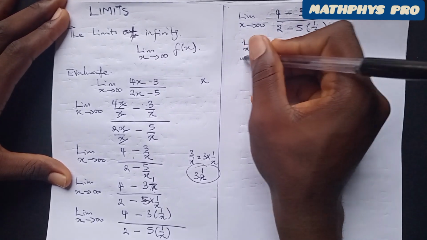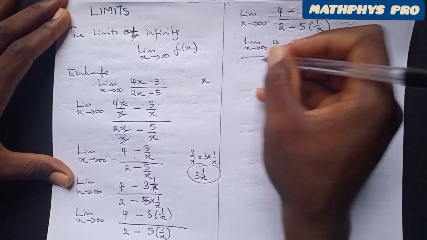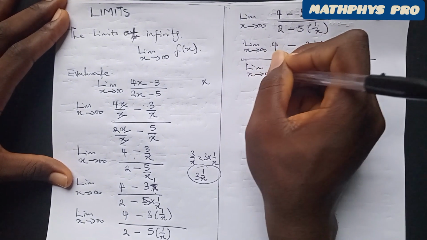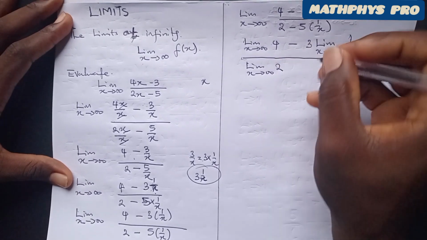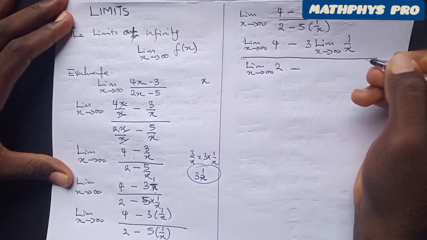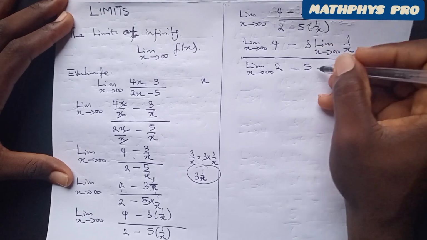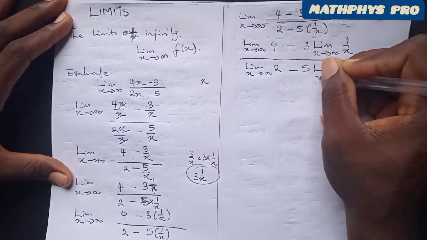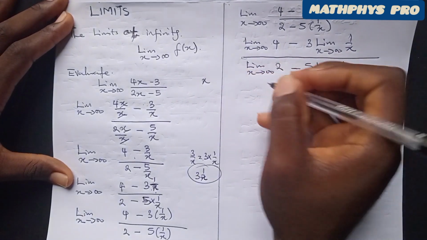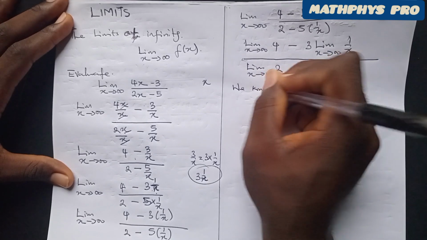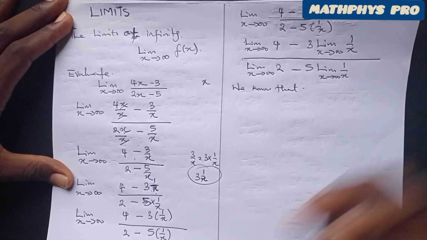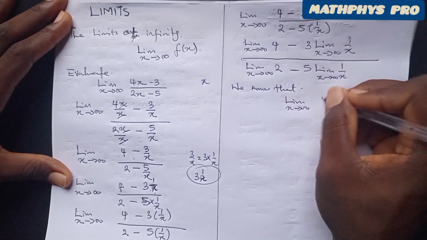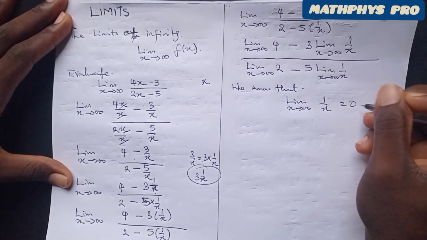divided by the limit of 2 when x tends to infinity, minus 5 times the limit of 1 over x when x tends to infinity. Now we know that the limit when x tends to infinity of 1 over x is equal to what? 0.